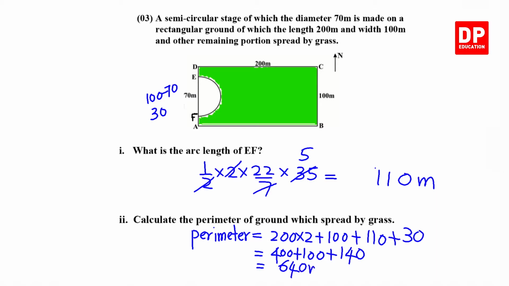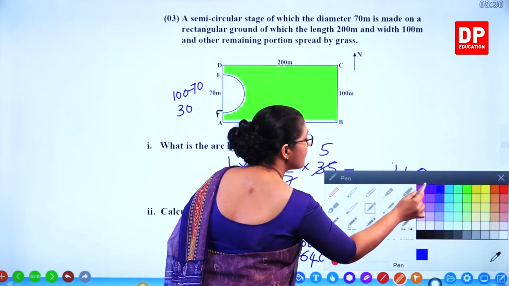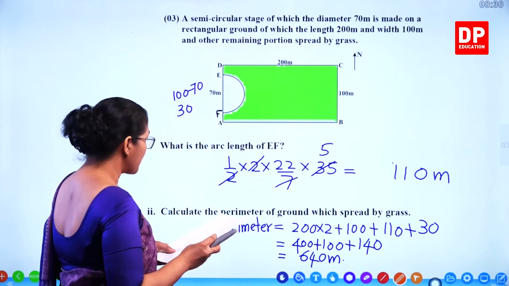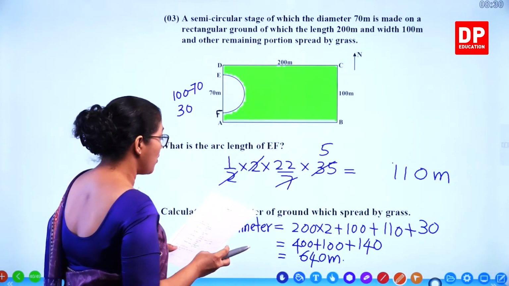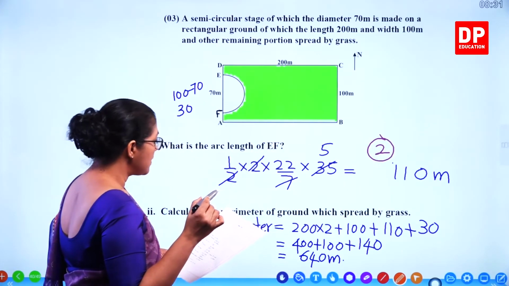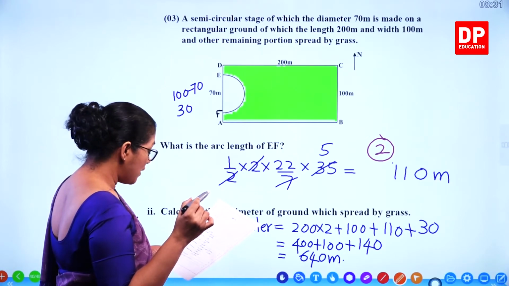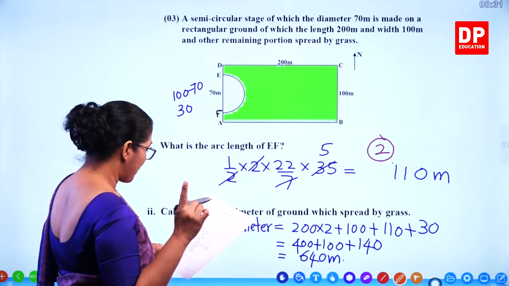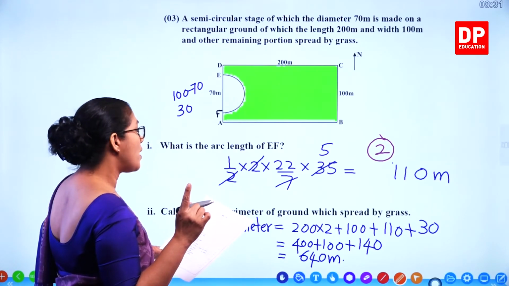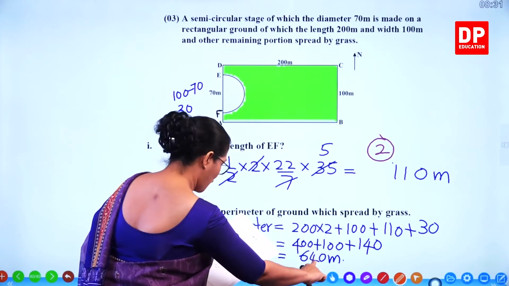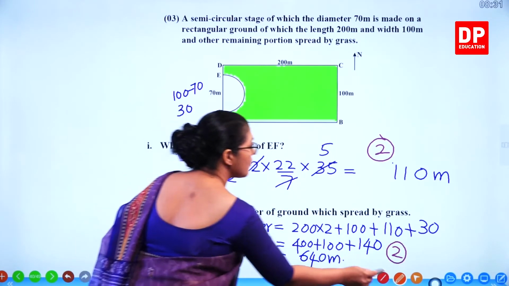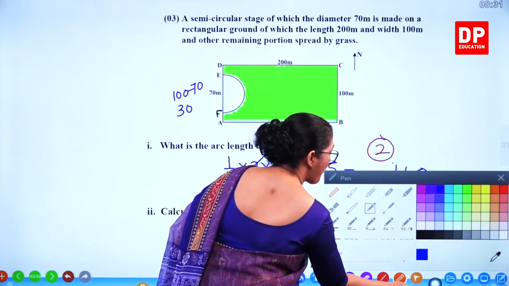This is in meters. Now we'll see how many marks for these two steps. So 110, you get 2 marks for this part, and 640, you get 4 marks. Identifying, no, just 2 marks. 2 marks for this, so you get 2. Let's do the next part.